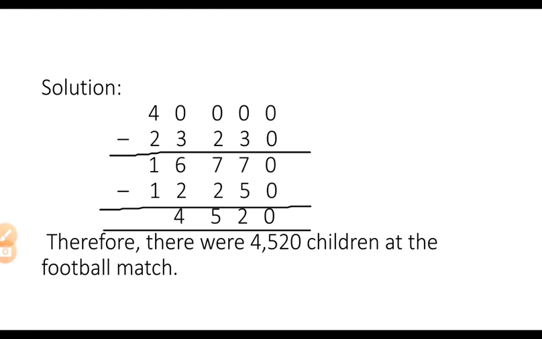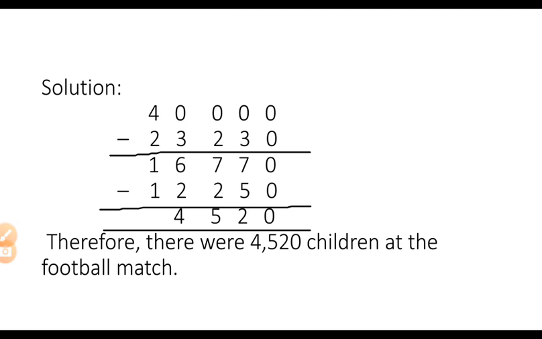Next is the women, which is 12,250. So we also remove or subtract it from what we have, and that gives us 4,520. Now, we have removed the men, we have removed the women from the total. And what we now have left is 4,520. So this is the number that represents the children.